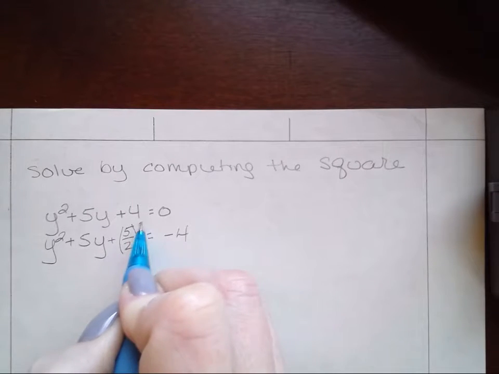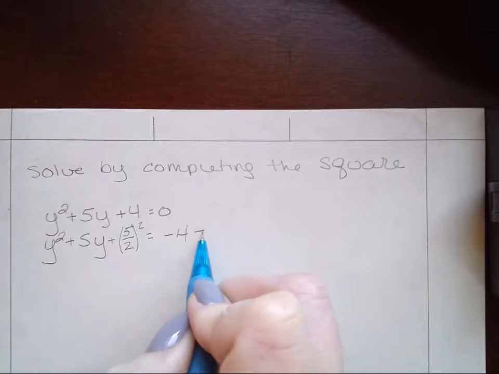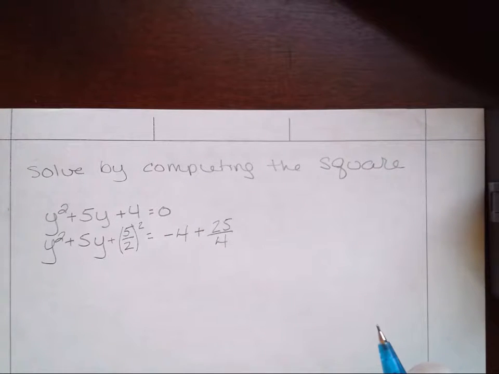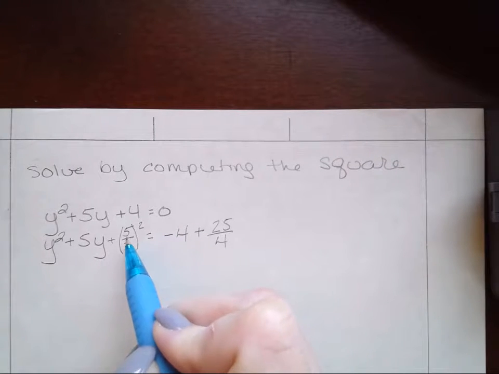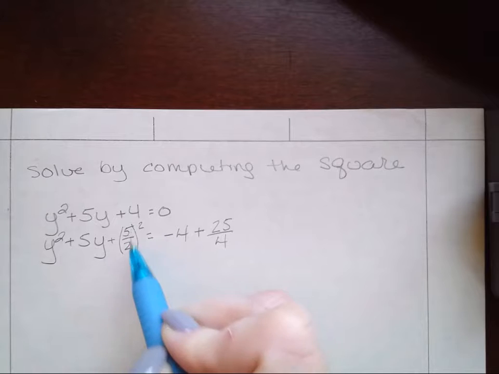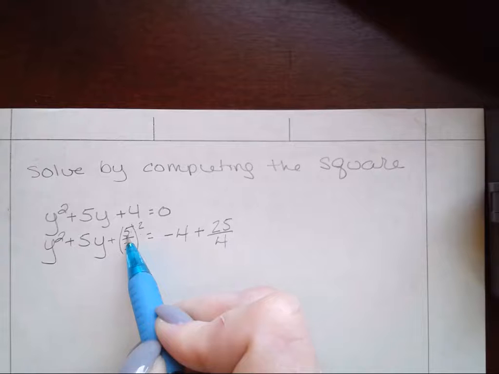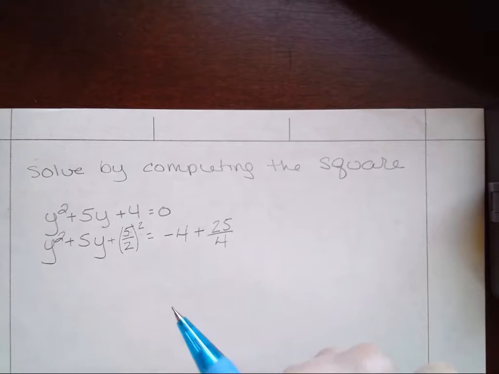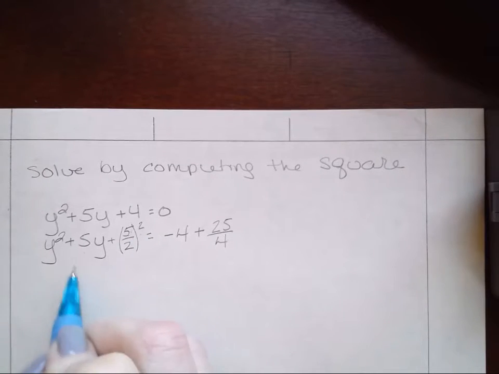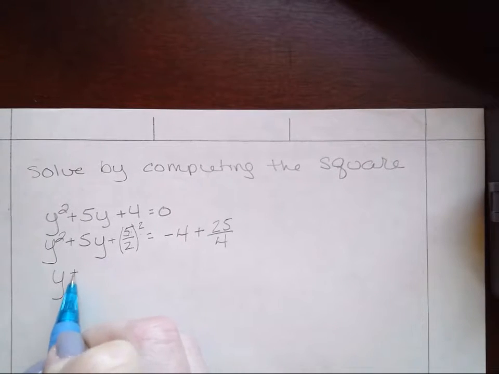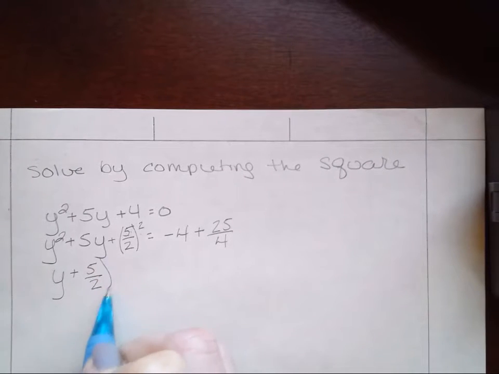So we're adding 5 halves squared. If we add this to the other side, we can actually do that out and square it. So 25 over 4. Remember, anytime we have a rational number raised to an exponent, in this case square, we square the numerator and square the denominator. So this is now a perfect square. So we have y plus 5 halves, this whole thing is squared.